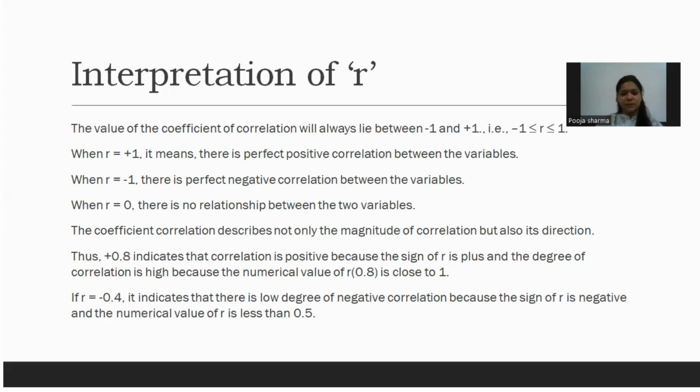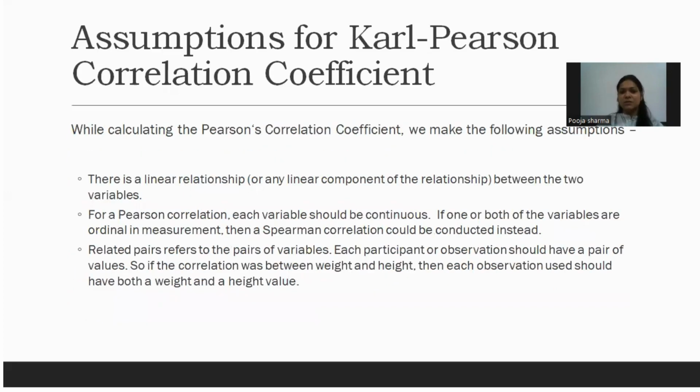Now, the assumptions for the Karl-Pearson coefficient of correlation. In general, we have three assumptions. First, there should be a linear relationship between the two variables. In general, correlation measures only the linear relationship between two variables. The other is that for a Pearson correlation, each variable should be continuous. If one or both of the variables are ordinal in measurement, then we use the Spearman rank correlation in place of the Karl-Pearson coefficient of correlation.